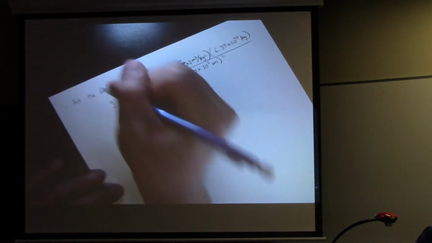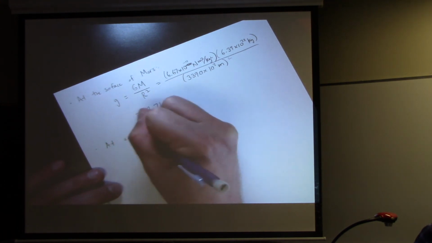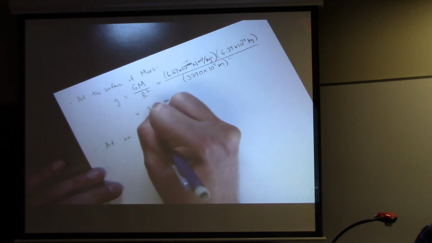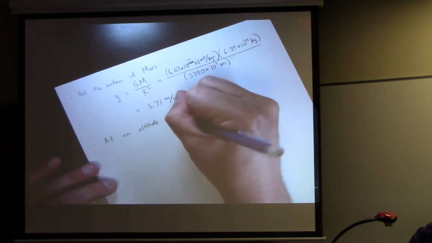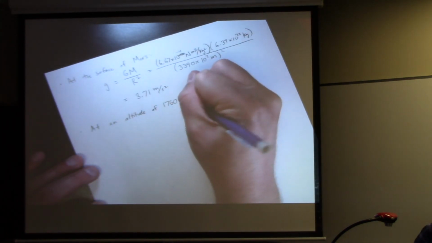Okay, the follow-up said, what is the value of g at an altitude of 1,750 kilometers above the surface?